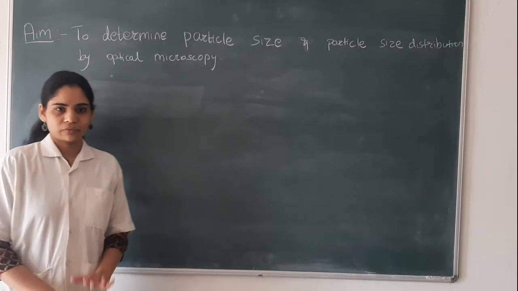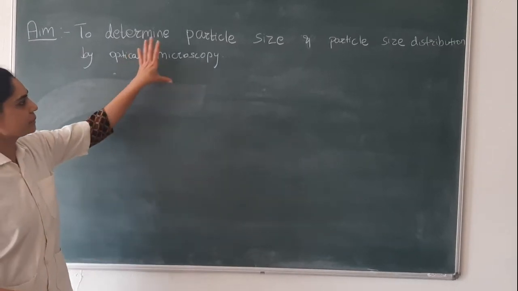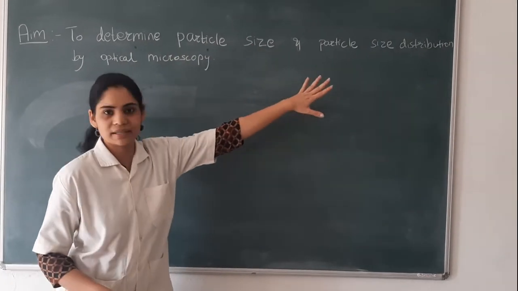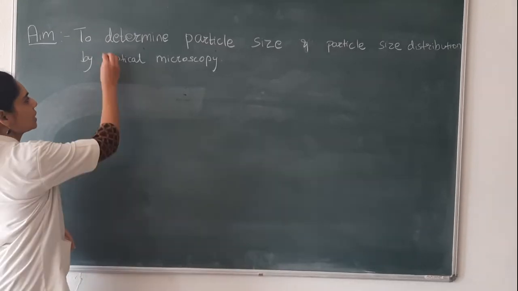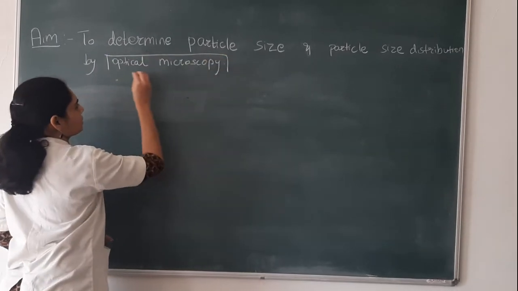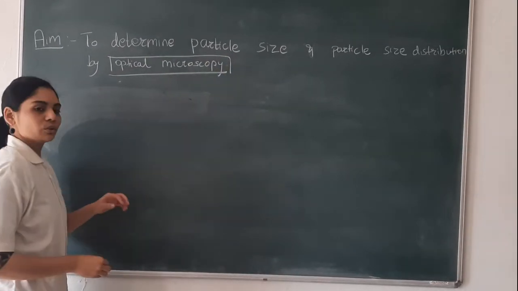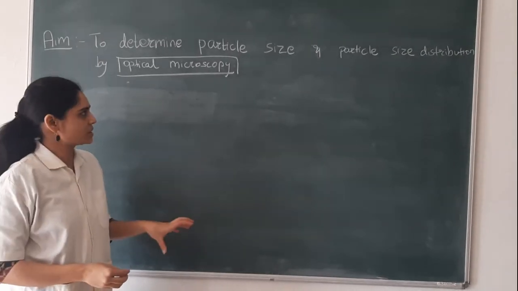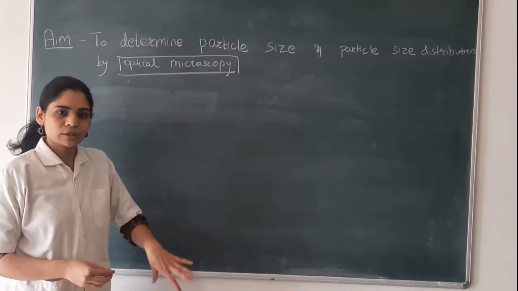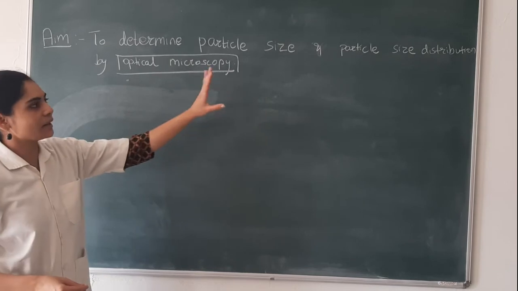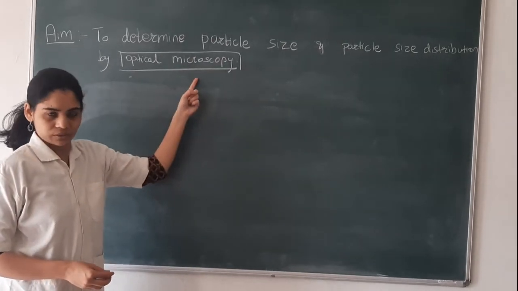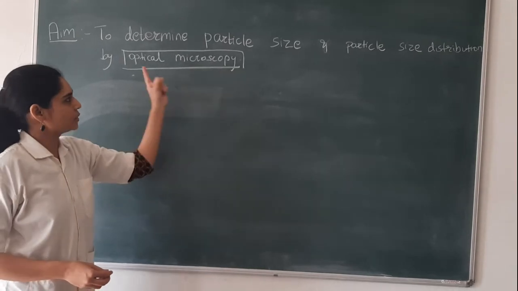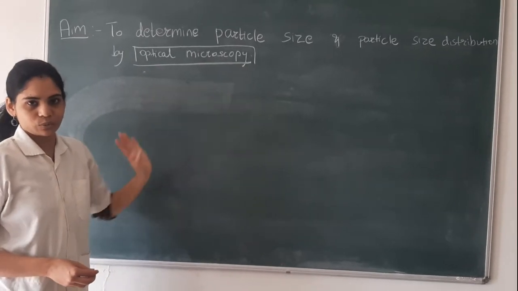Now we will see the performance of the experiment to determine particle size and particle size distribution by optical microscopy. The method which we are using here is optical microscopy. The method's name is optical microscopy, or you can also write the aim as to determine particle size and particle size distribution by microscopy method. So it signifies that we are going to use the optical microscopy method.